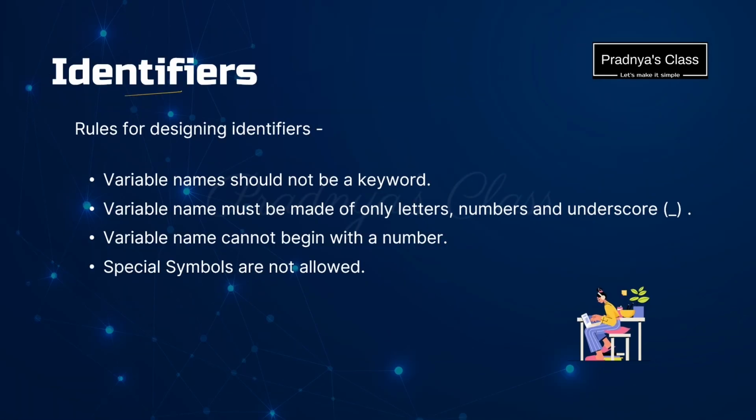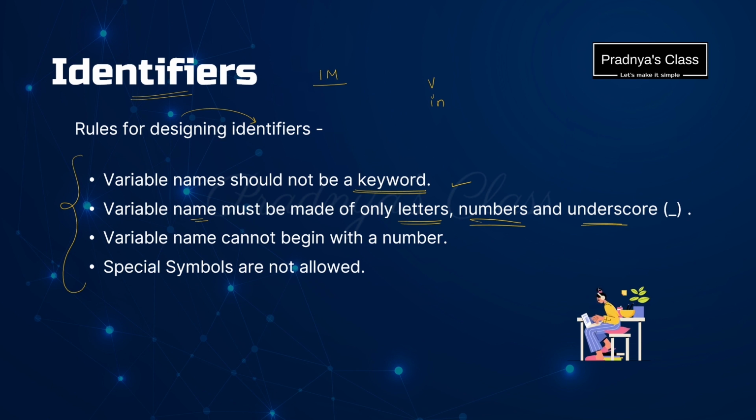The second important token is identifier. Surely you will get one question based on it where you need to find out the valid or invalid identifier. For that, you should be clear with the rules for designing an identifier. What's the first rule? The variable name should not be a keyword. Just now we saw the list of the keywords, so keep in mind all the keywords. The second rule is variable name must be designed with letters, numbers or underscore.